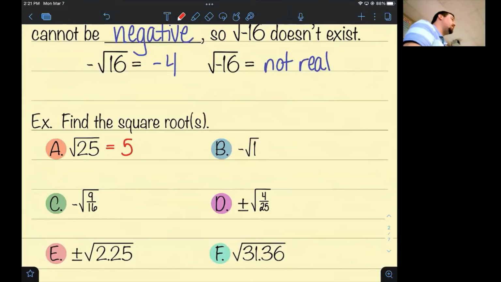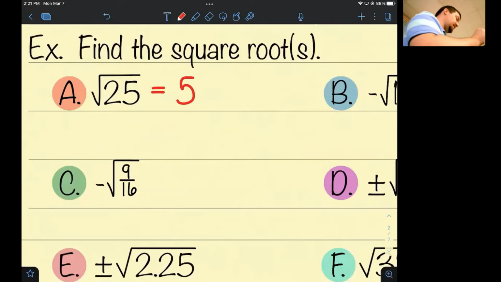What about negative square root of 1? Maddox? -1. Notice the negative is outside the square root symbol. So they're asking for the negative version of the square root of 1. So it's still the square root of 1, that's still legal. They want the negative version of it. What about the next one? Deegan, square root of 9, negative square root of 9/16.